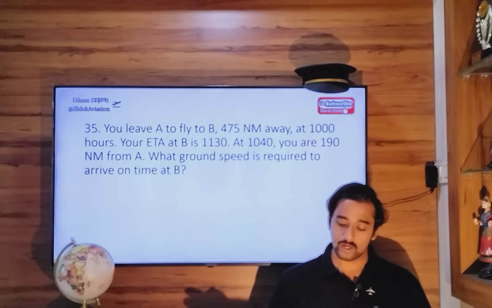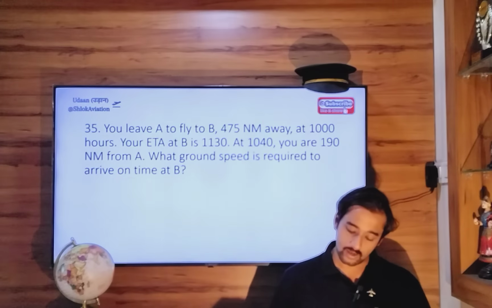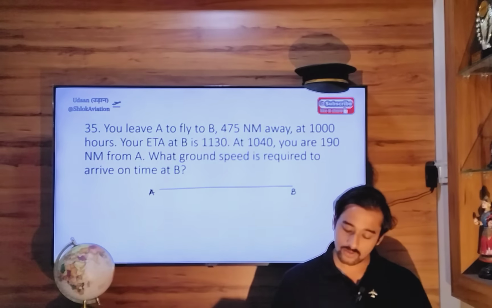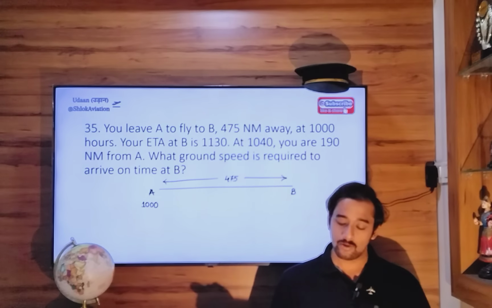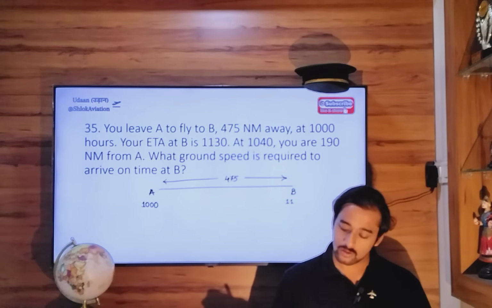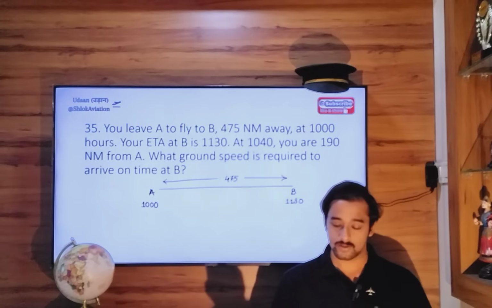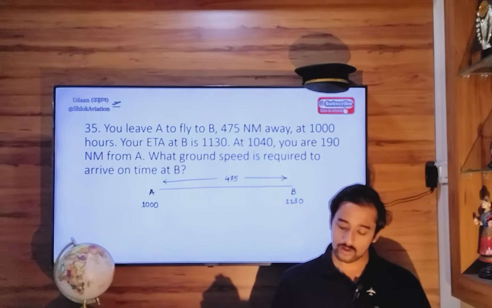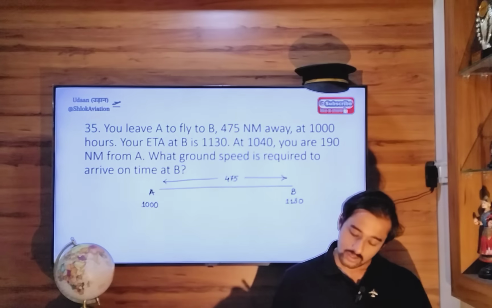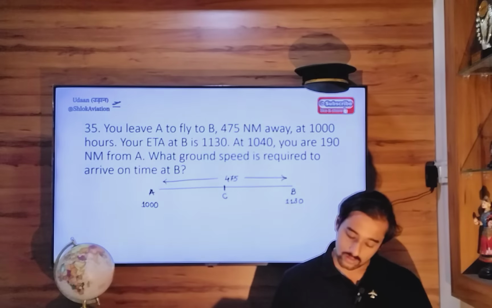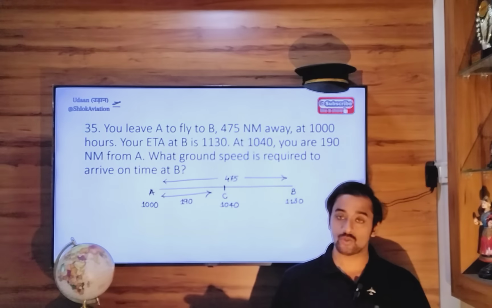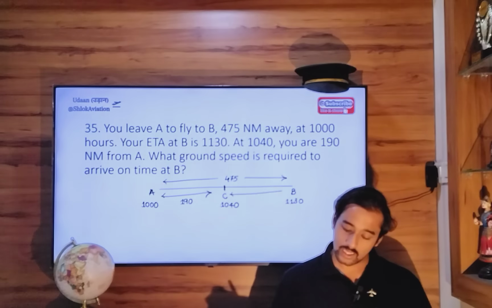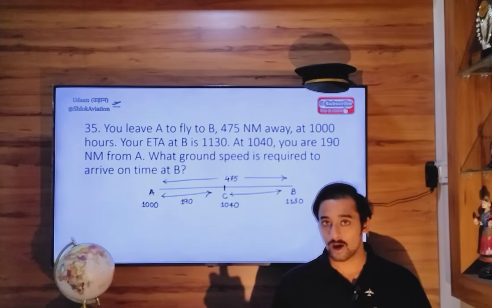Next, question 35. You leave A to fly to Bravo, which is 475 miles away. So A to B is 475. Departure is at 10 o'clock. Your estimated time of arrival at Bravo is 1130, that is 1.5 hours later. At 10:40, you are 190 nautical miles from A. What ground speed is required to arrive on time at Bravo?